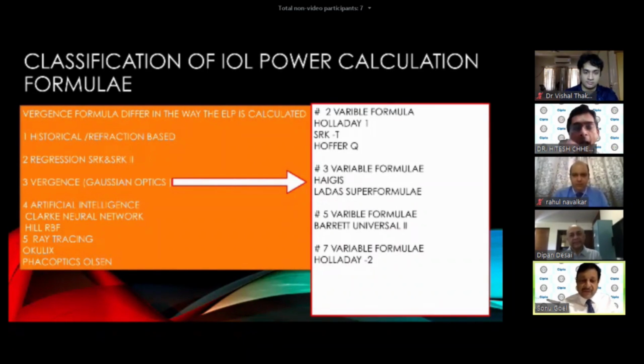And when you talk about modernization and what is happening new, we are working on artificial intelligence, where we have the Kane neural network and the Hill RBF formulas. And very interesting is the ray tracing technology, which is close to giving us the Oculus and the Phaco Optics Olsen formulas. So we are trying to achieve that near 2020.